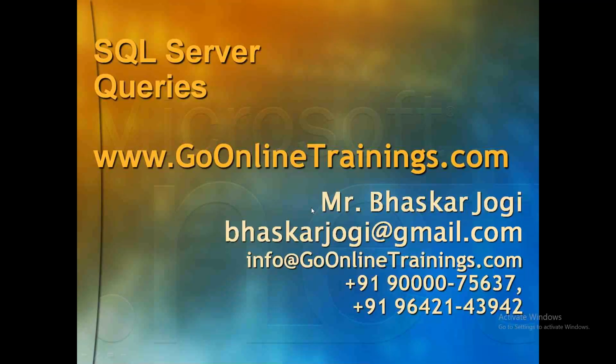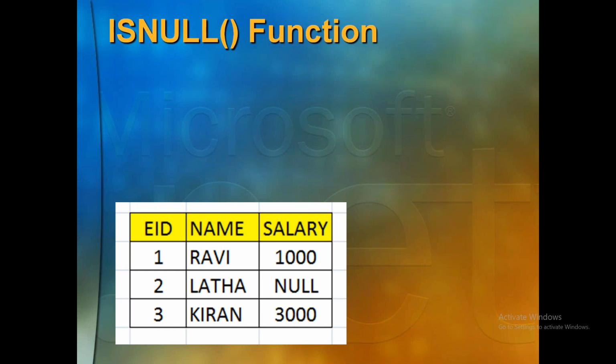Something like this. Clear? Now I wanted to understand the ISNULL function. Function means you will have two brackets at the end. Clear? You will have two brackets at the end. Then this is what is called a function.